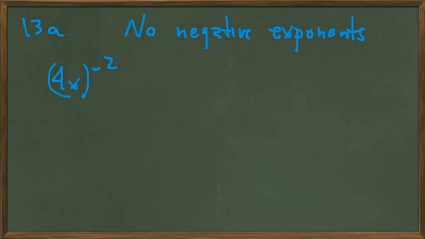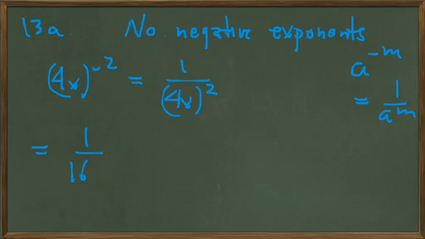So in this problem, we're rewriting so there are no negative exponents. Remember the property that a to the minus m equals 1 over a to the m. And so here we've got 1 over 4x squared. The negative 2 in the numerator becomes squared in the denominator, and that gives us 1 over 16x squared.